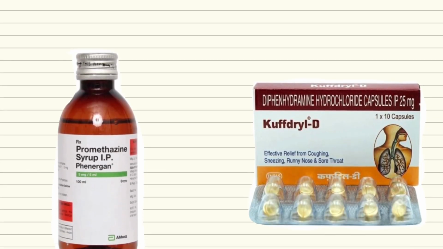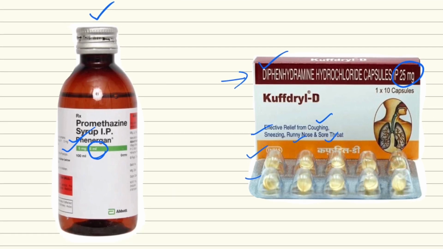One more first generation antihistamine is promethazine, also known as Phenergan. Here we can see the syrup of Phenergan, where 5 ml contains 5 mg of promethazine. One more drug is diphenhydramine. Here we can see diphenhydramine 25 mg capsules. They relieve the patient from coughing, sneezing, running nose and sore throat. So this was about the antihistamines which act to relieve the cough.